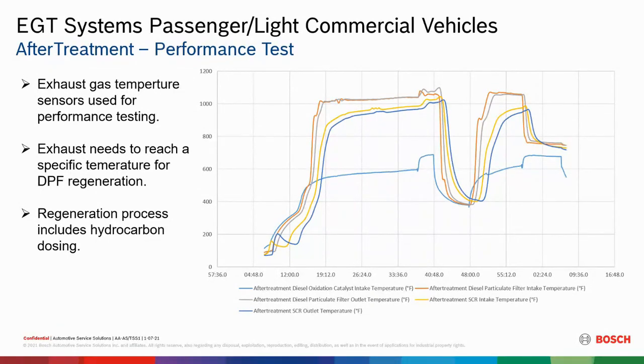Before hydrocarbons can be dosed in the system, it has to reach its temperature. So that's the job of the turbo and the engine control system to bring that temperature up there. If there's an engine performance problem and it can't reach that temperature, it's not going to dose hydrocarbons, because there's no use in doing that. If we put it in the DOC, it's going to contaminate the DOC and the rest of the system after that. So there are temperatures that need to be reached. The regeneration process includes hydrocarbon dosing as well.